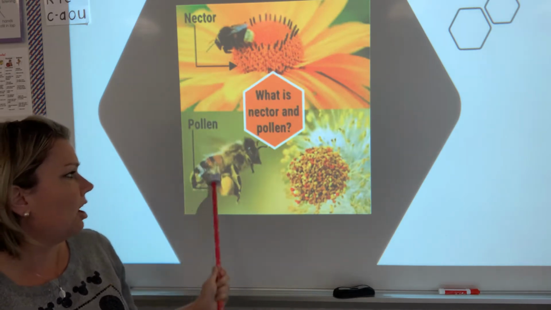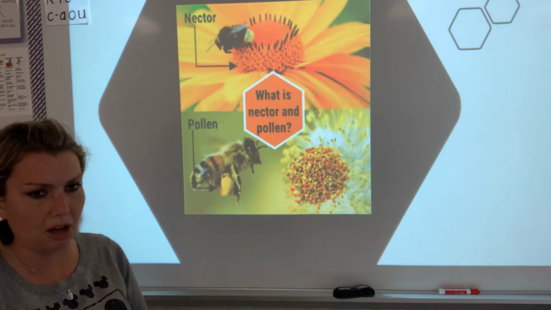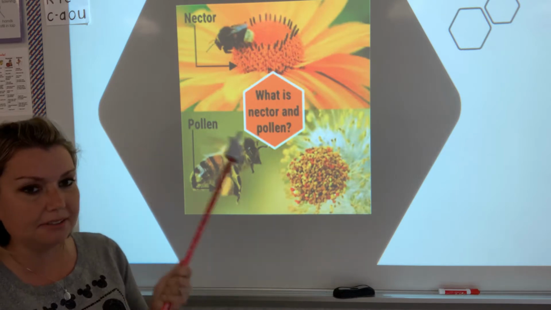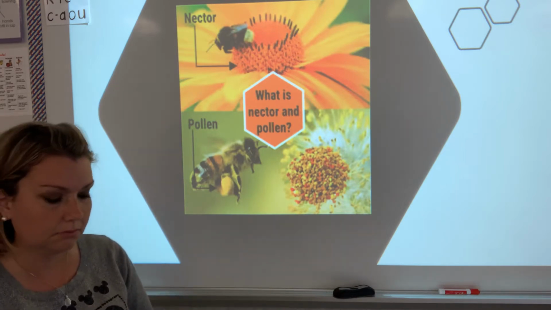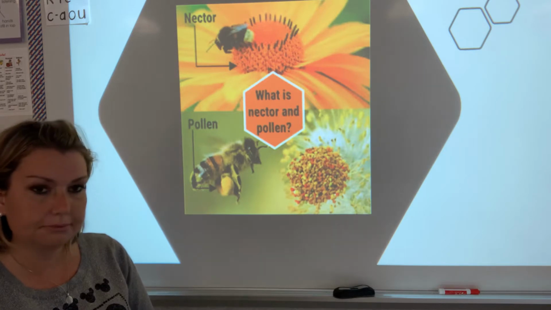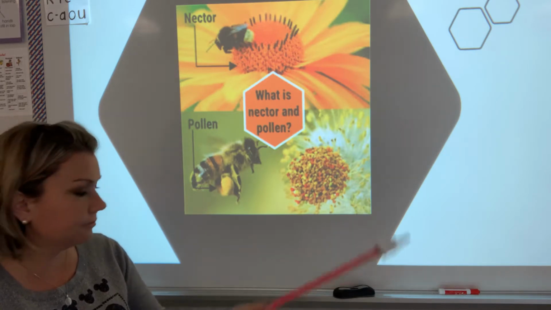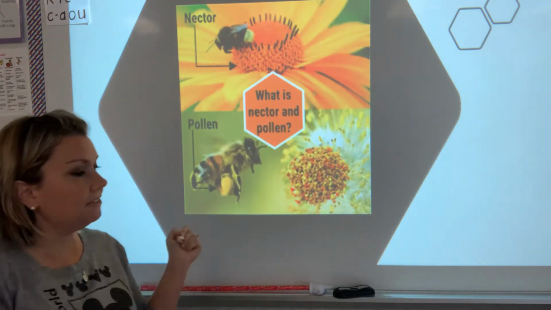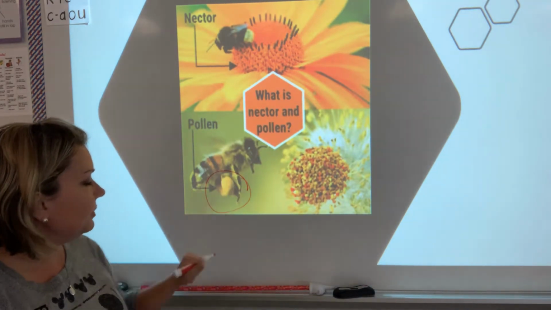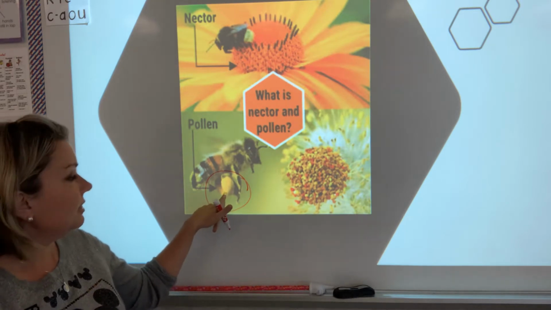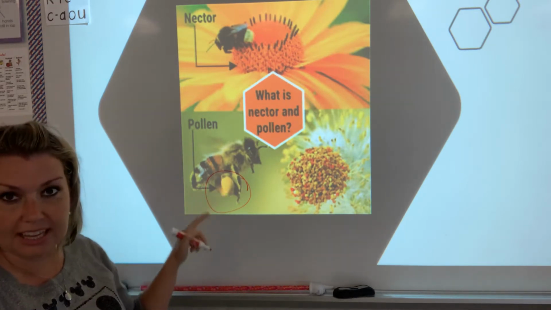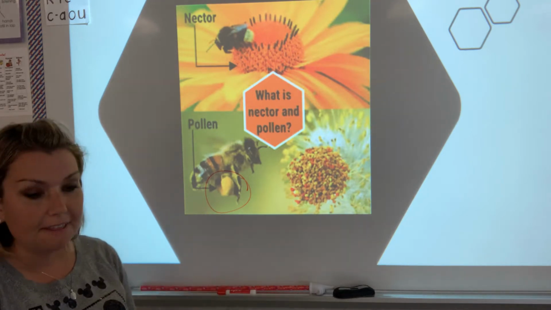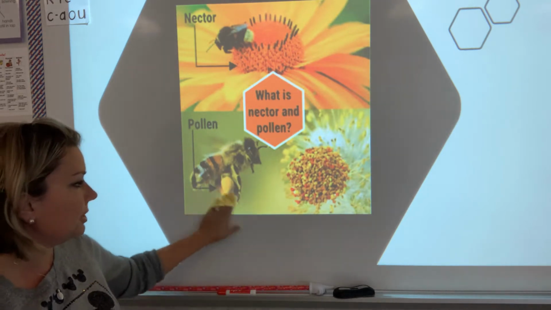What is pollen? Oh, I'm seeing hands go up. Estelle? The sticky stuff that sticks to the bee's leg. Very good, and I love how you said where it sticks. If you look at this circle right here, the white powder is kind of sticky and it sticks to the bee's legs. That brings us to our next part.